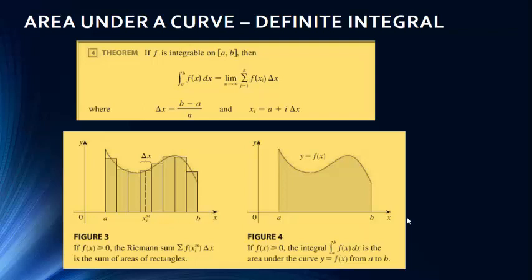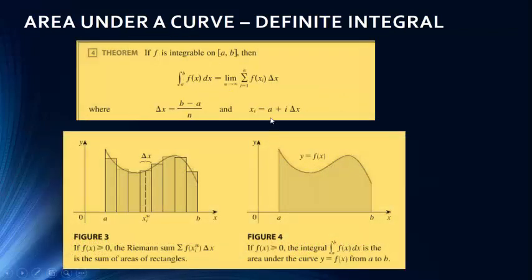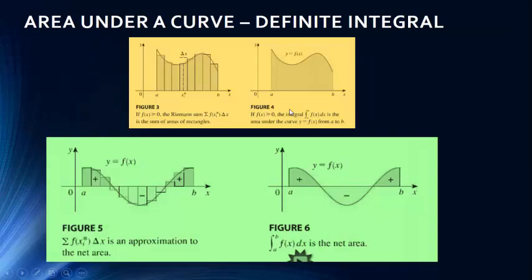So if it is integrable, then we know that delta x is going to be the difference between the interval, b minus a, over n, which is the number of rectangles. And each x value is going to equal wherever you start, a, plus i times delta x. All right. This is important when we're trying to solve these Riemann sums, which we're going to look at.